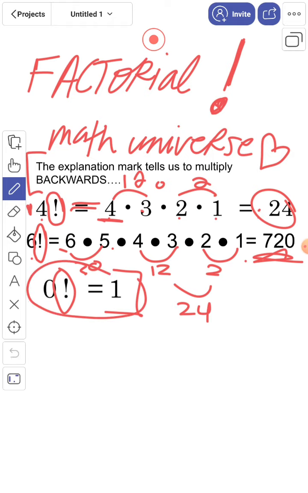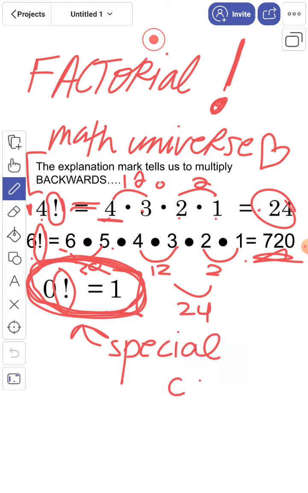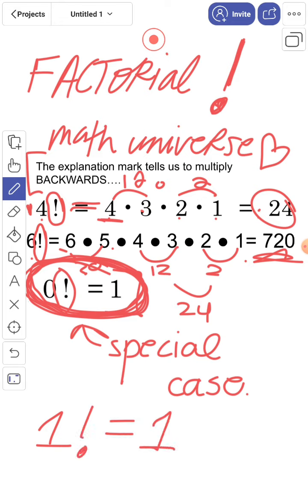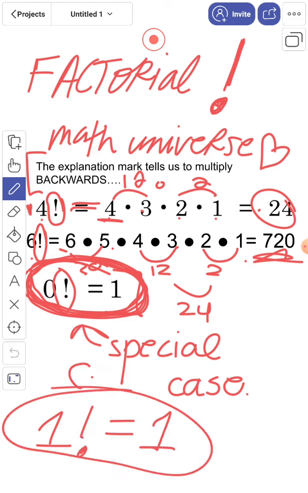Okay, and then this special one, 0 factorial, is a special case. And this is very important. 0 factorial is equal to 1. 1 factorial is also equal to 1. These are both special cases.